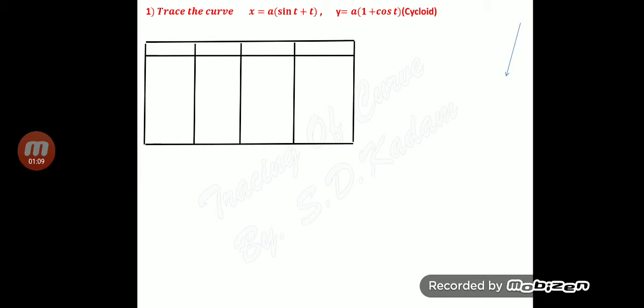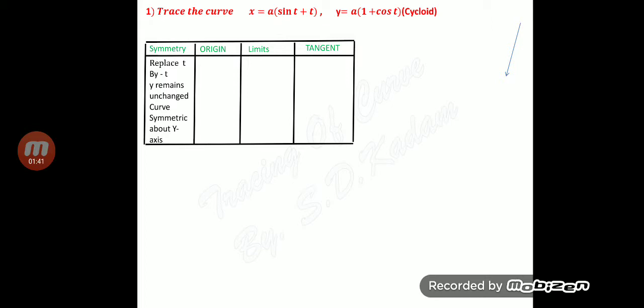We consider the first one, symmetry. What is the condition for symmetry? We have to replace t by minus t. If x remains unchanged, it is symmetric about the x-axis. If y remains unchanged, it is symmetric about the y-axis. Clearly, by observation, cos t is an even function. When we replace t by minus t, cos t remains unchanged. Therefore, the curve is symmetric about the y-axis. Similarly, now go for the next: origin, limits, and tangent.